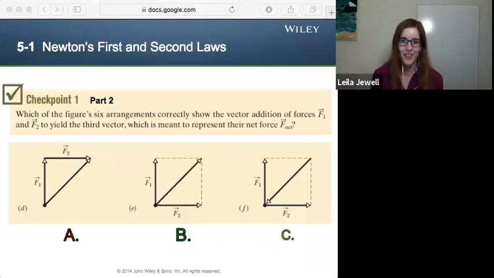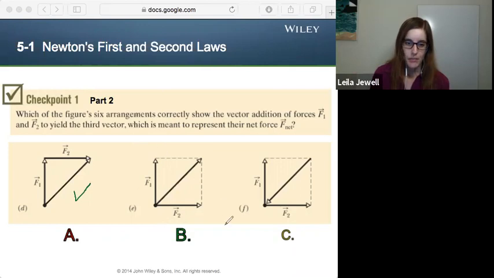Alrighty, so here we are with three more. One thing we can notice is that vector in case A looks a lot like our previous C, in that the tip of F1 points to the tail of F2, and F net comes from the original tail and goes all the way to that final tip at the end. So this is just commutative, right? It's F1 plus F2 as opposed to F2 plus F1, but that works just as well. So I'd say that this one checks out.